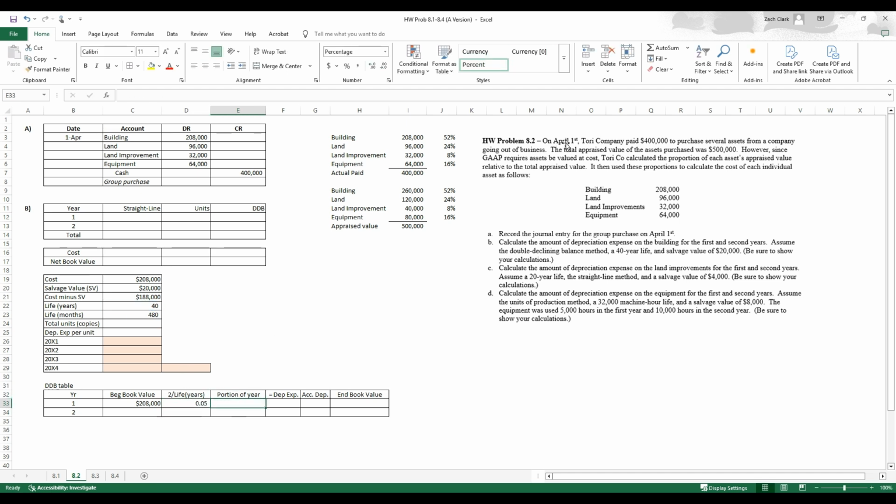And we bought it on the 1st. So this is where we're going to take our portion of the year. January, February, and March, we did not have the building. So that was 3 months. So 9 months we did have it, 3 months we didn't. So the 9 months that we did have it, we're going to do that for that first year. So 9/12 or 75%. So then we multiply these all together.